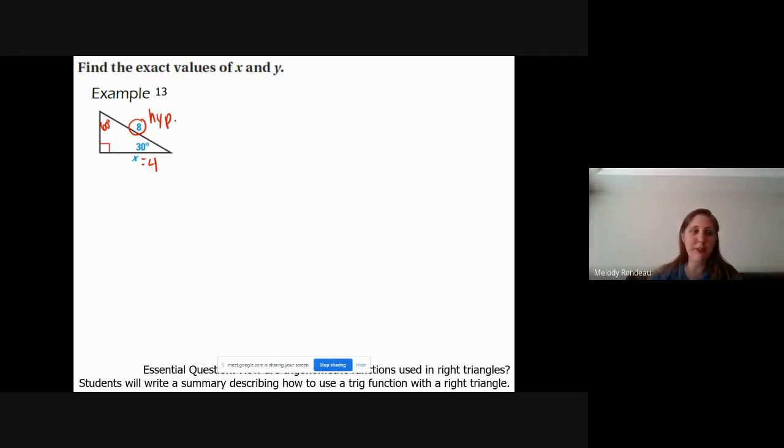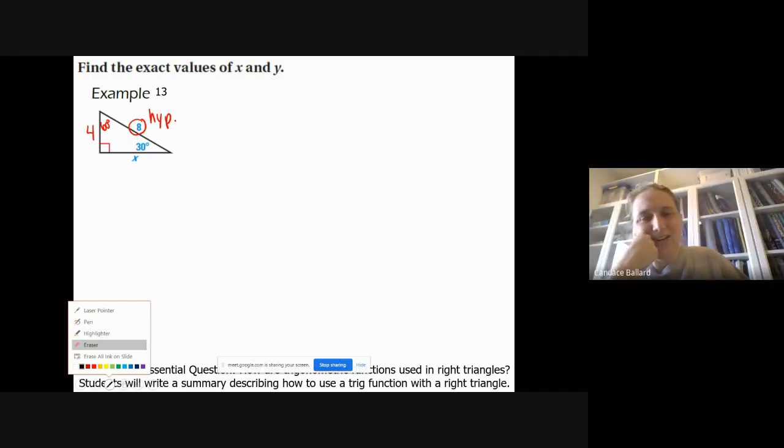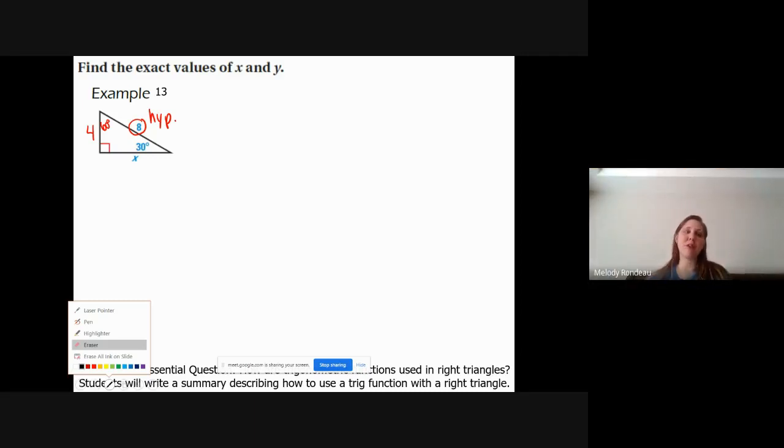X is not 4. The side that I actually found was Baby Bear, which is over here across from the 30. That's the short side. So be careful that you don't just go to Baby Bear and say, oh, it's 4, because I know that's Baby Bear. We are actually trying to find x. Sorry, my pen is being super delayed today. Ariana is saying that x is Mama Bear. That's correct.